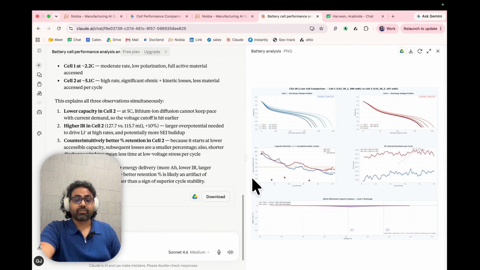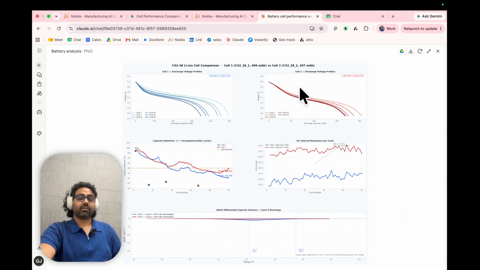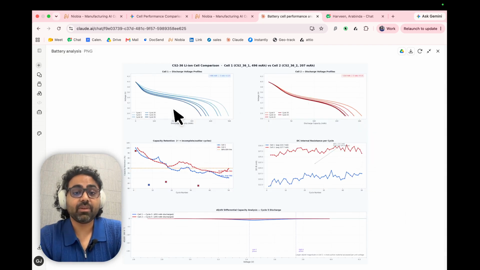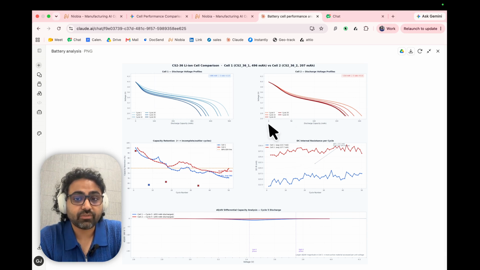Let's look at how presentable the outcome is. This is where my first problem comes. It made up a PNG. I do not think I can edit this at all. I can't even zoom in, zoom out to actually find out what is happening. The axis is labeled in very small fonts, which I cannot change.